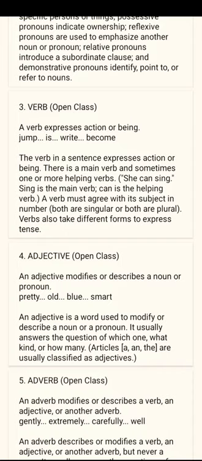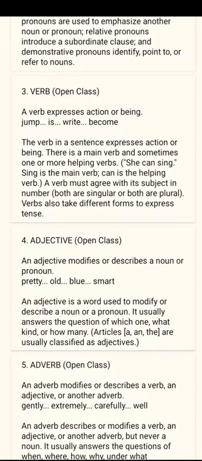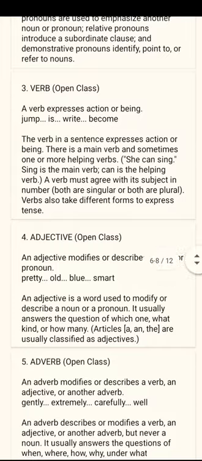A verb must agree with its subject in number. Both are singular or both are plural. Verbs also take different forms to express tense. Now, this verb is very important. Yes, we are going to discuss the types. And when we are doing the different types of tenses, that is past, present and future, this verb will be very important, particularly in present simple or indefinite tense and past simple or indefinite tense, because the shape of these verbs changes.